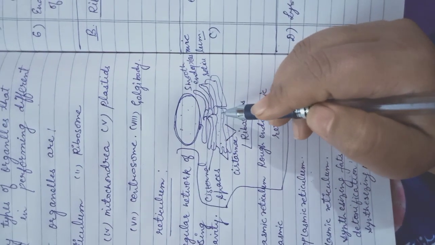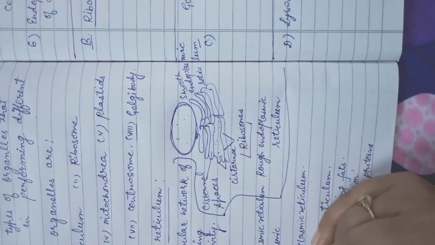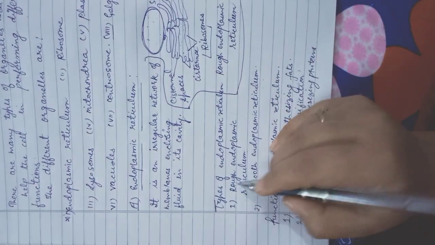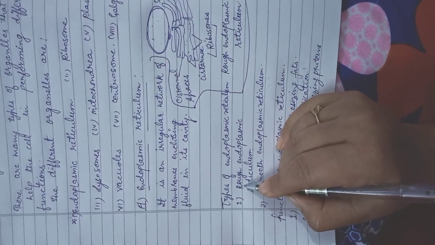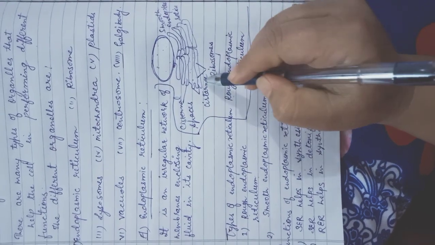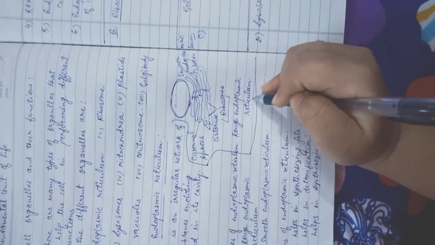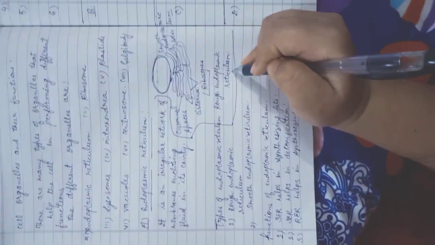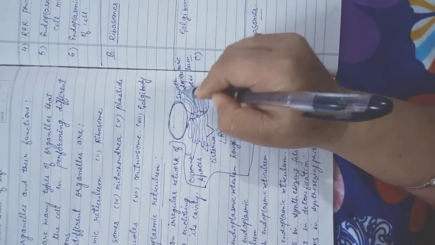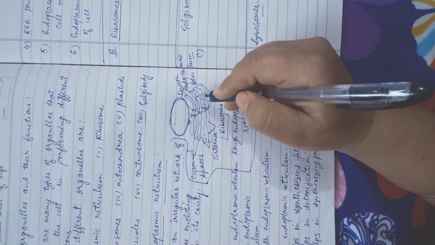There are mainly two types of endoplasmic reticulum. They are the rough endoplasmic reticulum and the smooth endoplasmic reticulum. The rough endoplasmic reticulum has ribosomes attached to it. You can see here the rough endoplasmic reticulum has attached ribosomes, so that's why it is known as rough, whereas the smooth endoplasmic reticulum has no ribosomes attached to it, so that's why it is called smooth.